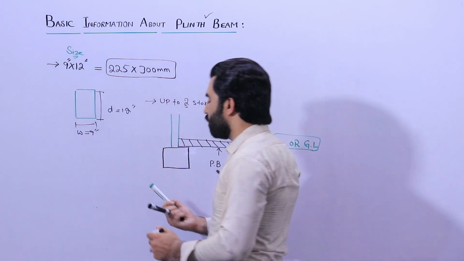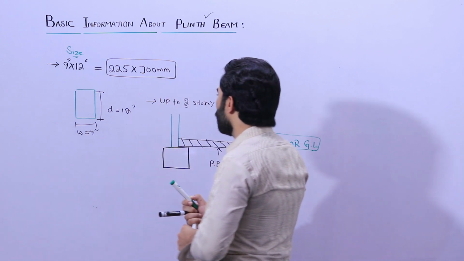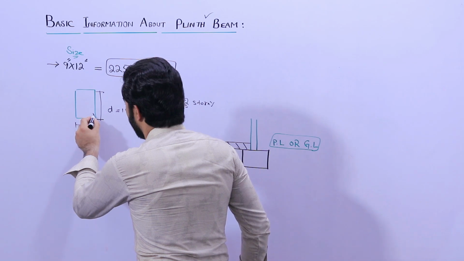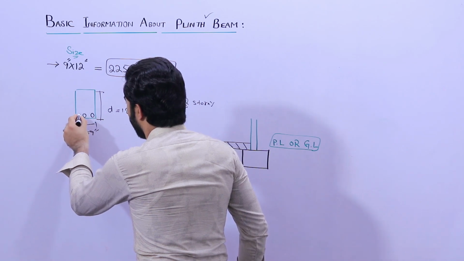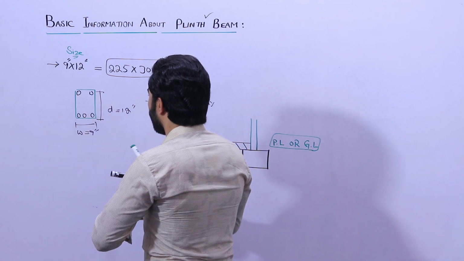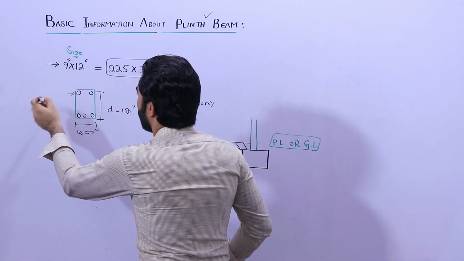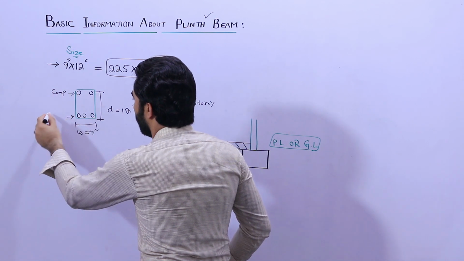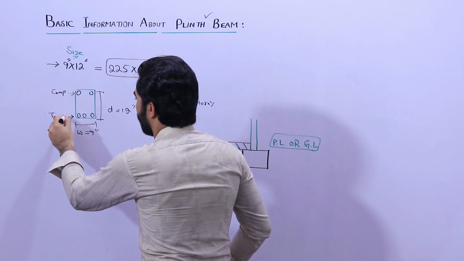Now let me guide you for steel reinforcement. Up to 2-story, you can use here 3 numbers of steel rods at the bottom portion and 2 in upper portion. Upper portion is called compression zone and bottom portion is called tension zone.